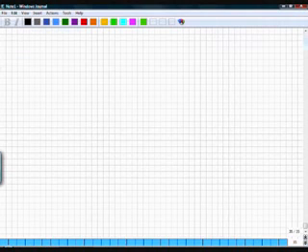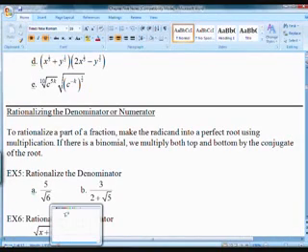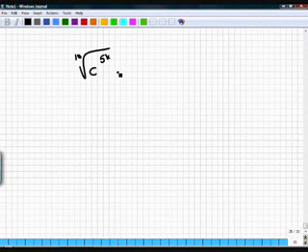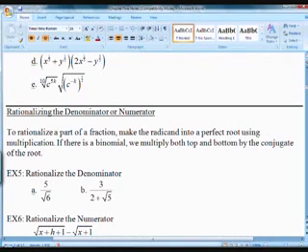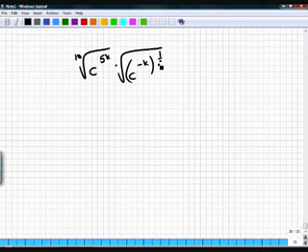10th root of c to the 5k. Do what? That's it. Nothing combines. Times the square root of c to the negative k. Is that right? 1/2 power. Ready? It's not as bad as it looks.